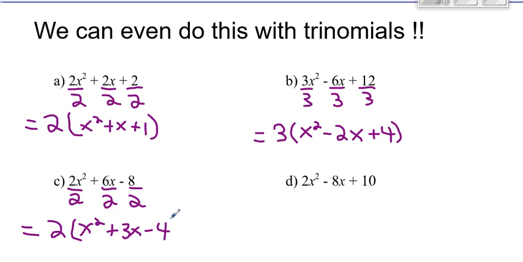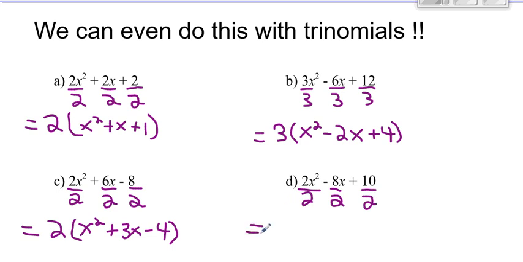Last one, 2, 8, and 10. Again, all the numbers are divisible by 2. In this course, generally, the number in front of the x squared should be your common factor. So again, I put that 2 out front.